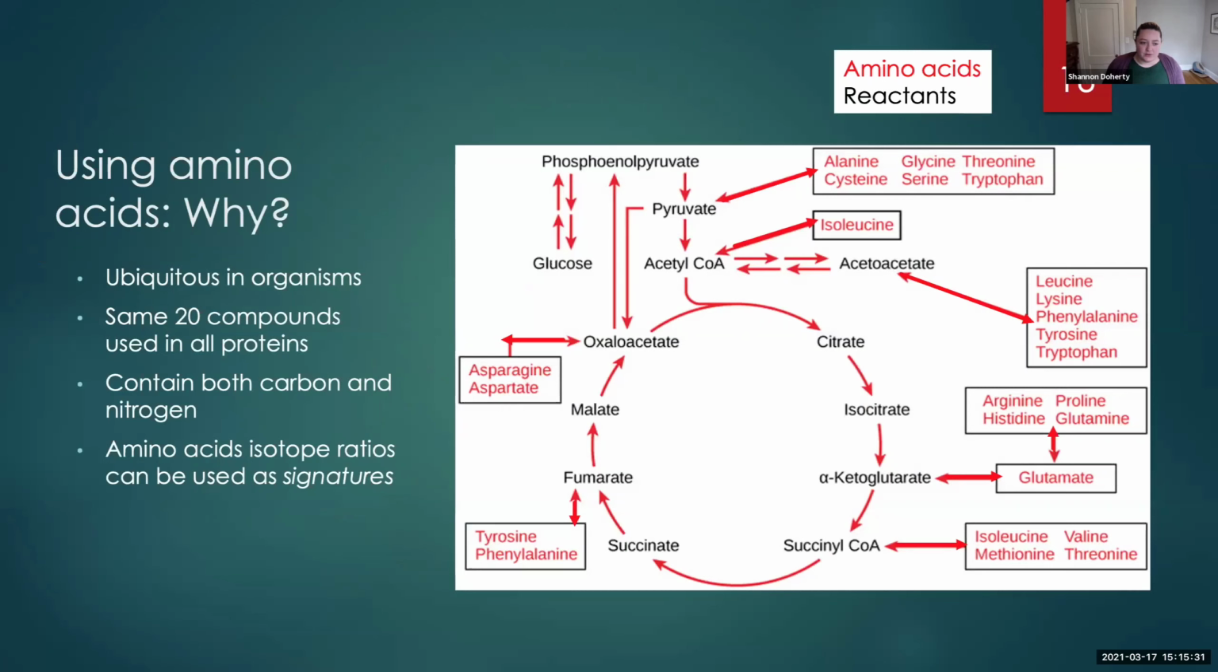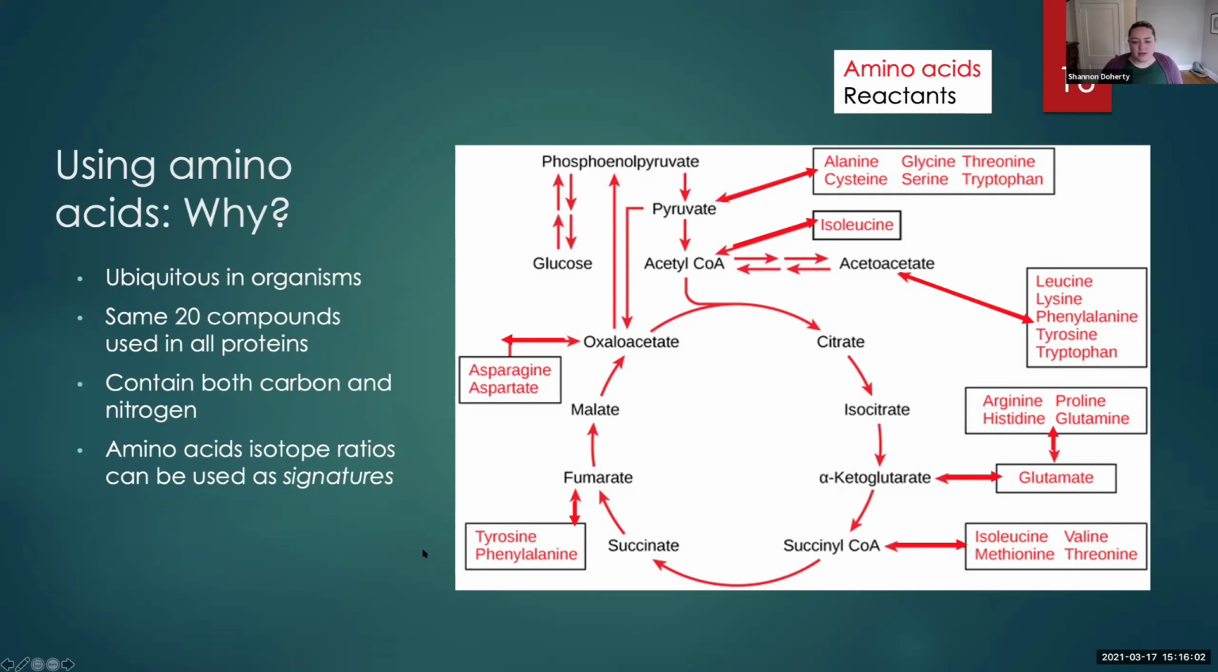And I use amino acids in particular, so I measure these isotope ratios in amino acids. We do this because amino acids are ubiquitous in all organisms, and the same 20 amino acids are used in all proteins as building blocks. Amino acids also contain both carbon and nitrogen, so I'll talk about nitrogen isotopes in this talk, but we can also measure carbon isotopes on the same amino acids. And these amino acid isotope ratios can be used as signatures.